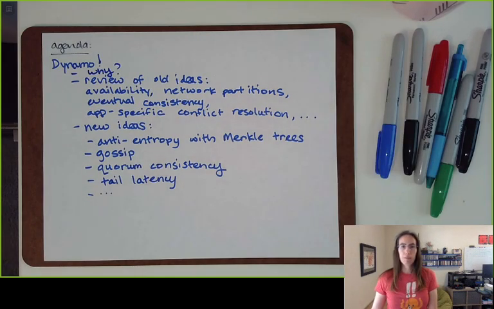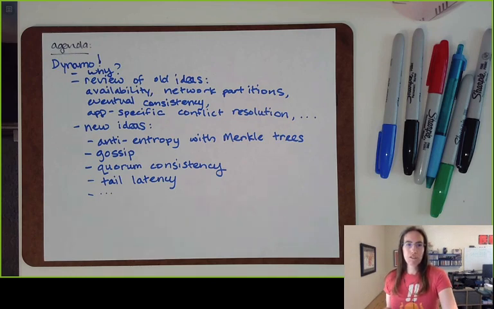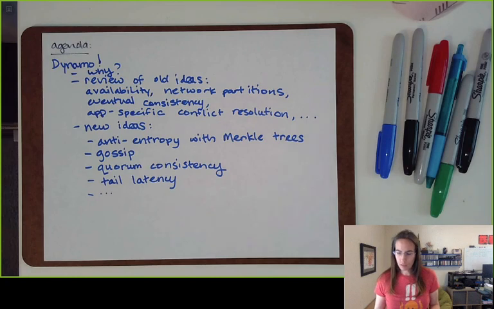The Dynamo paper came out in 2007, and it really influenced the way in which a lot of people conducted systems research. Before this paper, there was a lot of focus on strong consistency, and not only that, but the focus was on strong consistency in especially unforgiving settings, like, for example, settings where there were Byzantine faults.